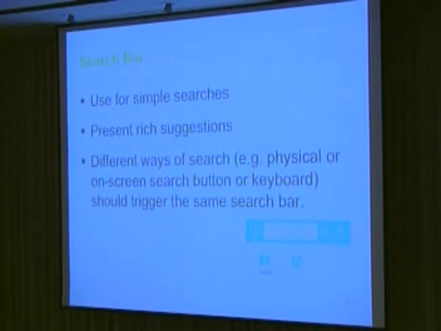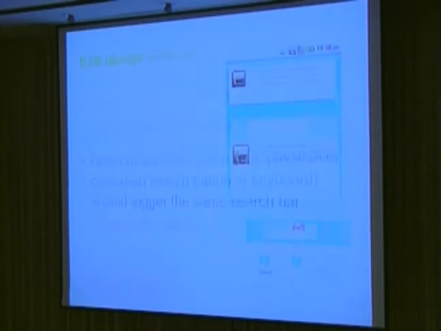Some recommendations. Use the search bar for simple searches. Don't try to use the search bar with a lot of advanced filters, and present some rich suggestions. Don't just return the name. For example, if you are building a music application, don't just return the name of the song, maybe return the name of the singer as well, because sometimes some of the names are almost exactly the same, so you provide more detailed information in the search results. Also, in Android, you have many ways to do search: maybe from a physical button on your phone, the on-screen search button in the action bar, or just starting to type on the keyboard. But all of these different ways should trigger the same search bar.